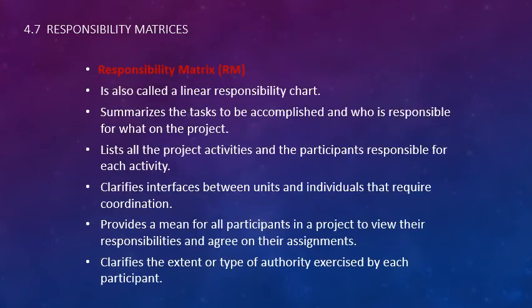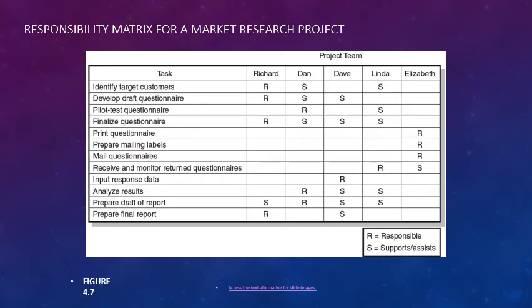So the next slide, we'll talk about the responsibility matrix. It's also called a linear responsibility chart. It summarizes the tasks to be accomplished and who's responsible for them. So again, we're getting further and further down in terms of who's responsible. So the next slide shows you a little responsibility matrix. And you'll see these a lot in any kind of project you work on.